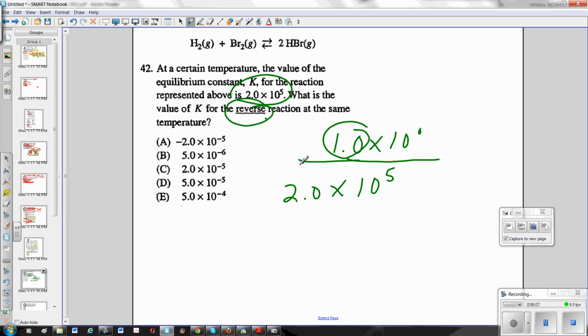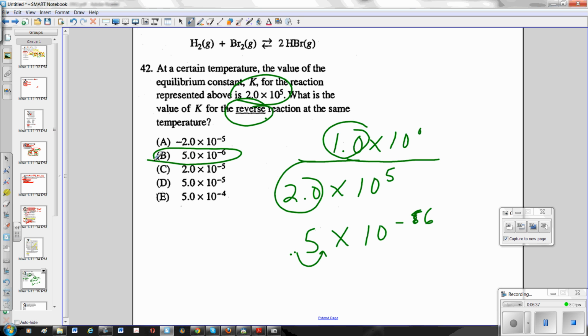First thing, 1 divided by 2 is going to be 0.5. And then numbers in scientific notation, when you go to divide, you subtract. So 0 minus negative 5 is going to be 10 to the fifth. But that isn't in correct scientific notation. So I need to bump the decimal over one place, making this 5.0 times 10 to the negative sixth. Your correct answer is B.